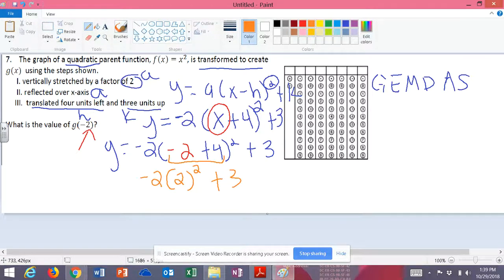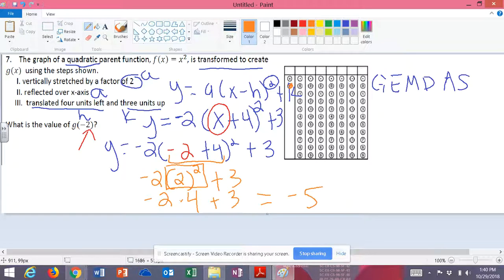I still have some grouping symbols and parentheses to work out. So this 2 squared becomes 4. So now I've got negative 2 times 4 plus 3. Okay, and then multiply that negative 2 times 4. That's negative 8. Negative 8 plus 3 is going to be equal to negative 5. So the value of g of negative 2 is negative 5. So that's what I'm going to bubble in over here.